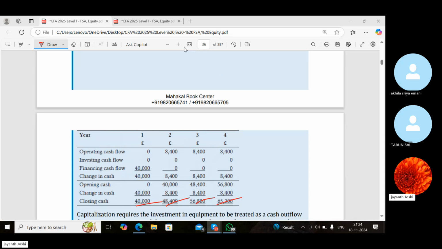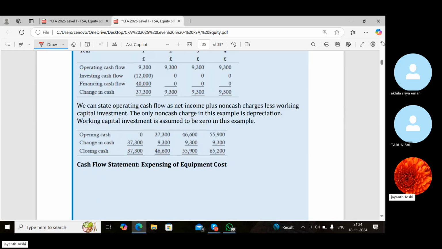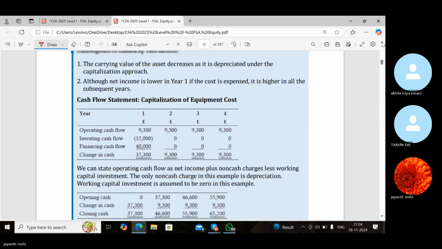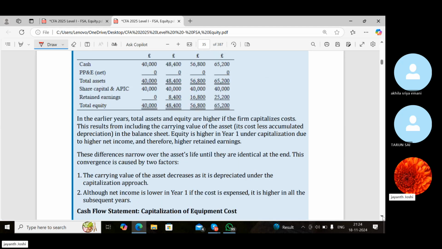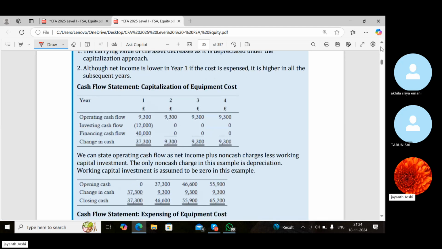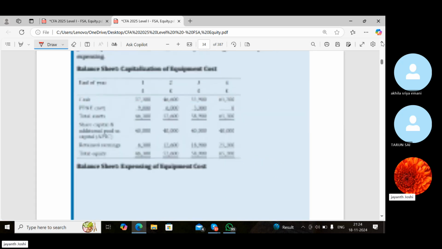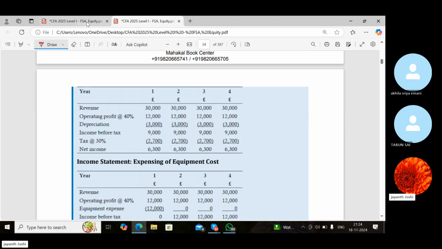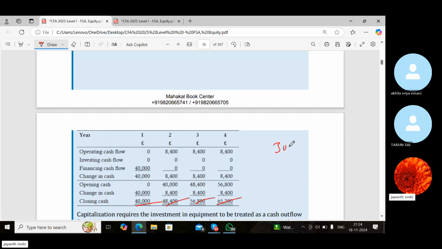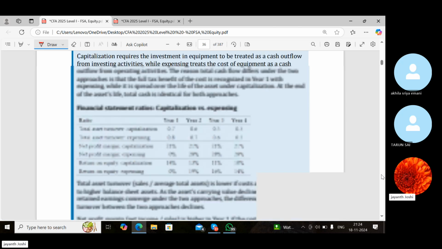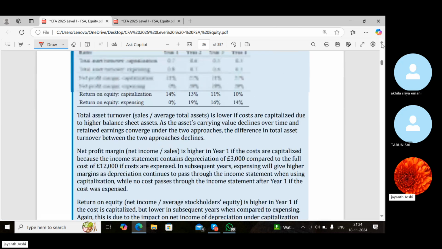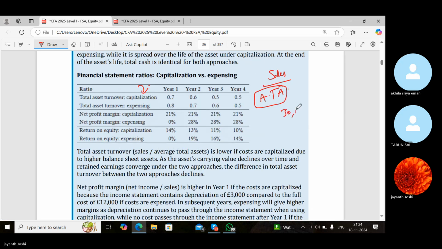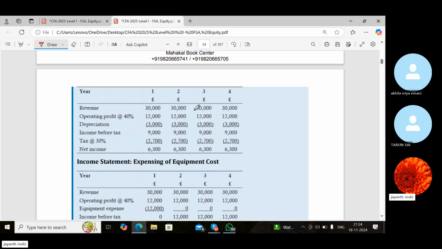Now we will do the calculation part. Okay, total asset turnover. So we want revenue first. So here is the revenue. First we will see the capitalization case. So everything you will get from here itself. That is 30,000. That will be 30,000, whole divided by average total assets.